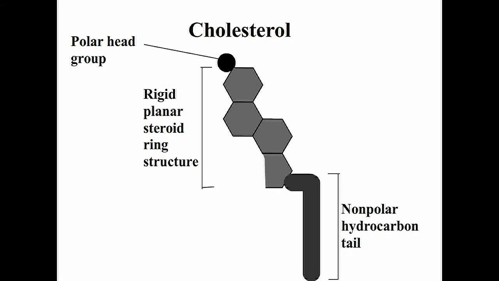Next up, we have cholesterol. Cholesterol is a major component of membranes in animal cells, where it serves as the key regulator of membrane fluidity. Plant cells lack cholesterol, but contain related compounds, steroids, that fulfill a similar function. Cholesterol contains a hydrophilic OH group, but most of the molecule is hydrophobic.